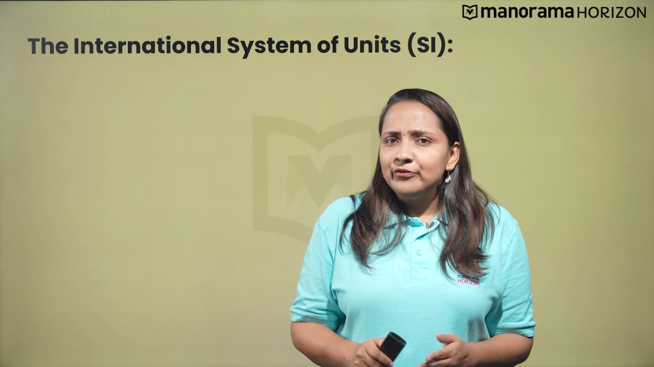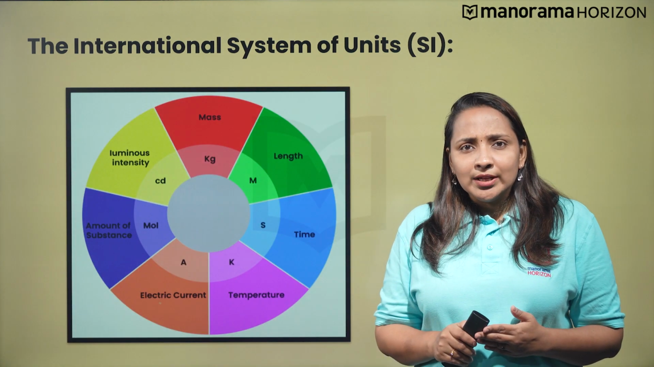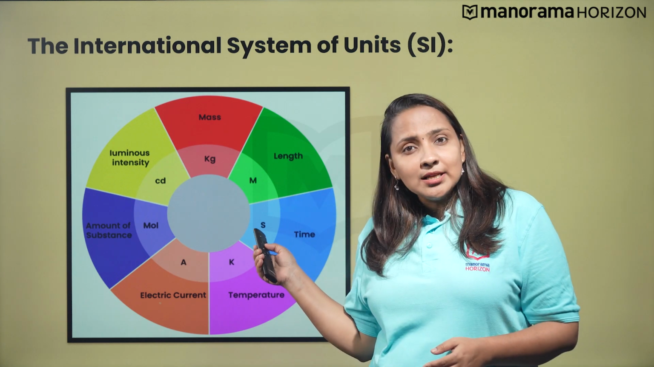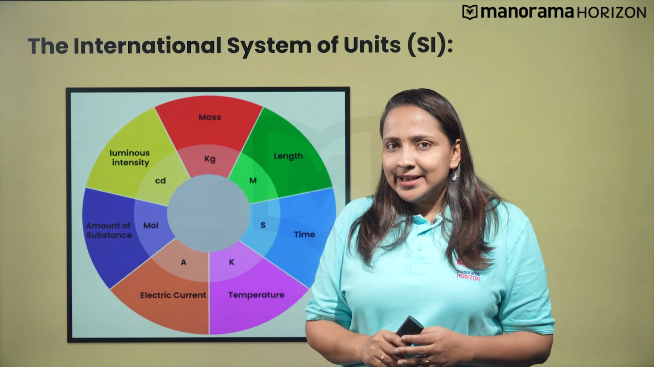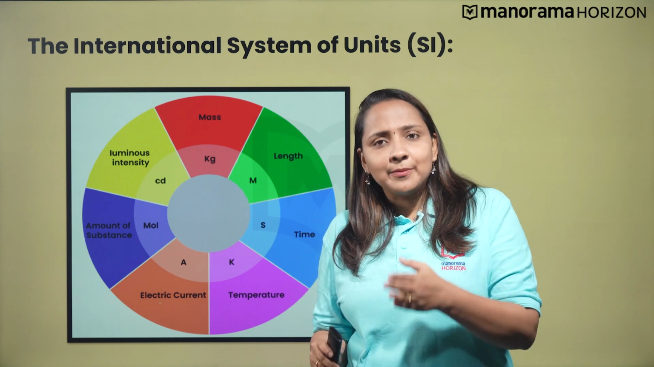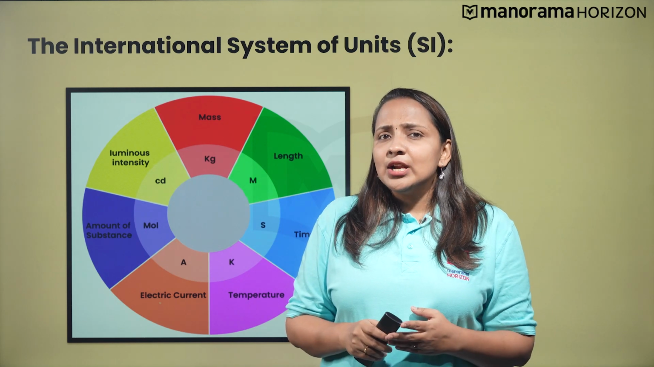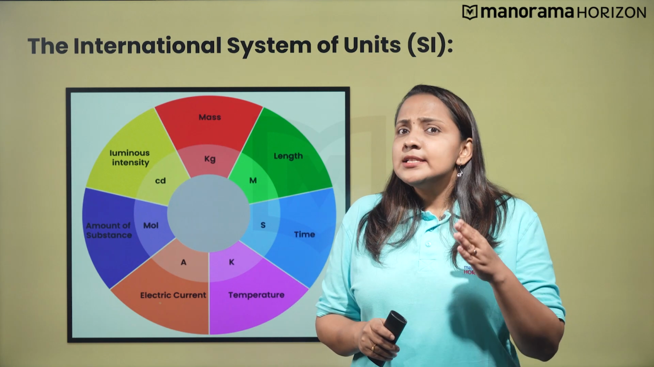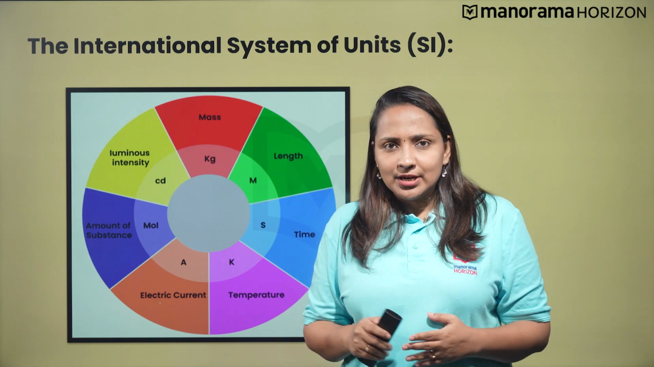Now, to begin with the SI system, it has 7 base units and they are length, mass, time, electric current, thermodynamic temperature, amount of substance and luminous intensity. The other physical quantities can be derived from these base quantities. Some of them are speed, volume, density, etc.